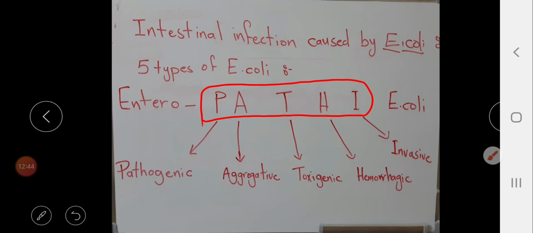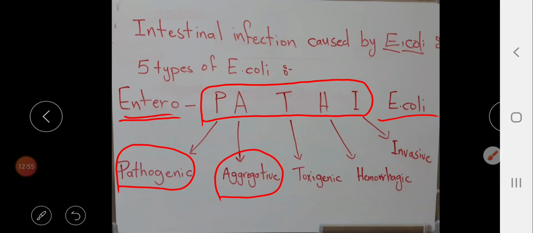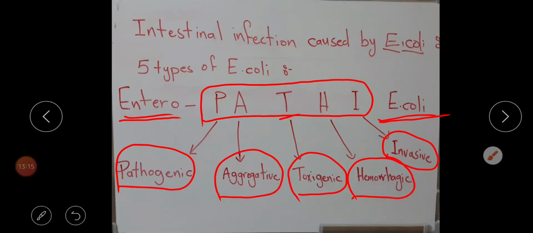First strain is enteropathogenic E. coli. Second is enteroaggregative E. coli. Enterotoxigenic E. coli, the third type. Fourth type is enterohemorrhagic E. coli, and fifth type is enteroinvasive E. coli. So we can memorize them by this word: enteropathogenic E. coli, enteroaggregative E. coli, enterotoxigenic E. coli, enterohemorrhagic E. coli, and enteroinvasive E. coli.